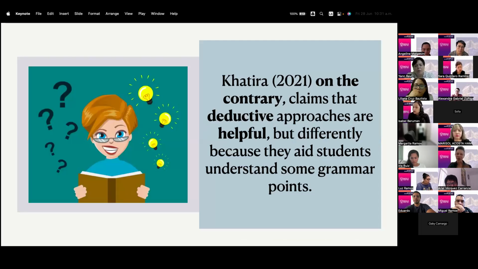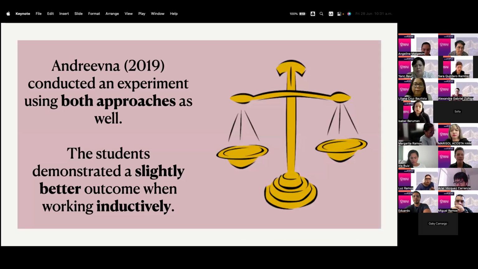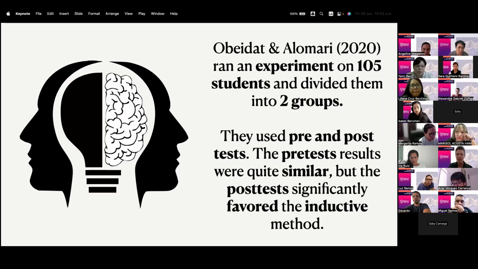But then, on the other hand, we have this author, whose name is Katia, and that person claims that deductive approaches are very helpful. They are very useful. Why? Because they help students to understand particularly grammar more easily. But then we have this other author, Andreevna, and she conducted an experiment and she decided to use both approaches. And at the end, the results demonstrated that the inductive method was a little bit better, but just a little. It was not that big, that different.